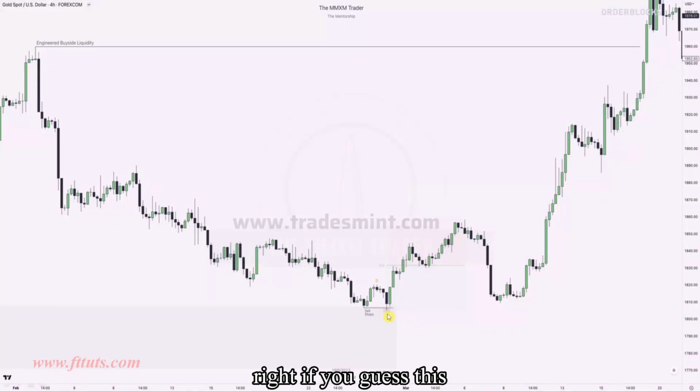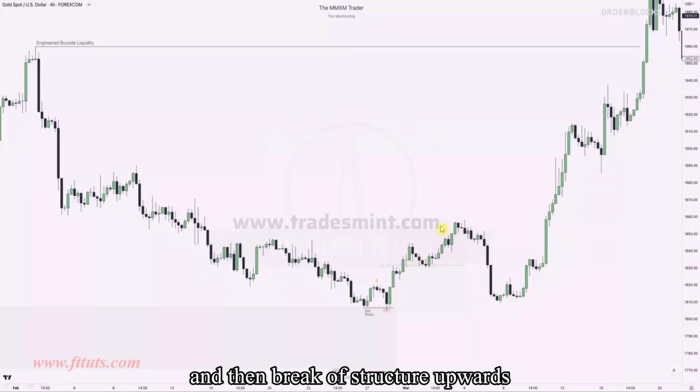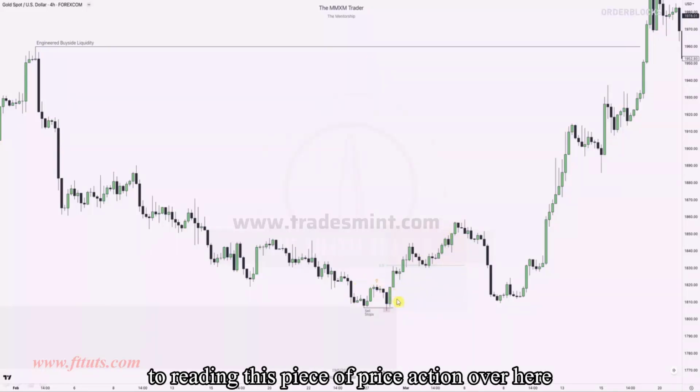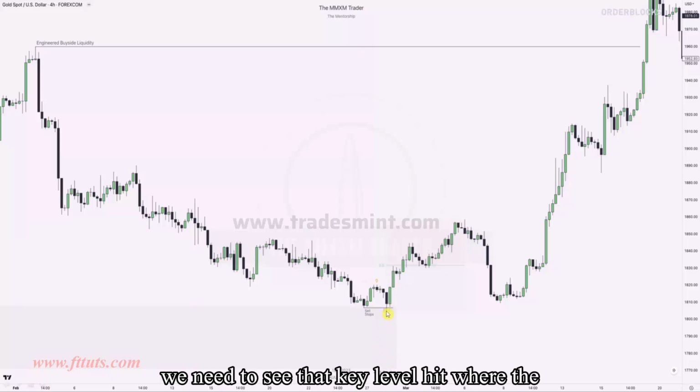Right, if you guessed this little piece of price action is a sell stop raid and then break of structure upwards, you are very correct and you're on the right way to reading this piece of price action. Over here, sell stop raid, right? Order pairing, once again, inside a key level, very important.